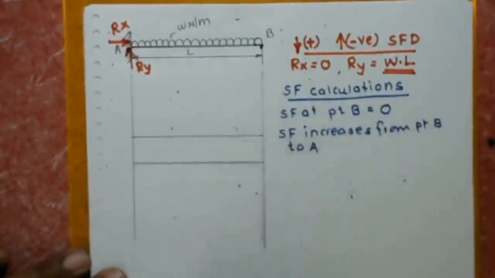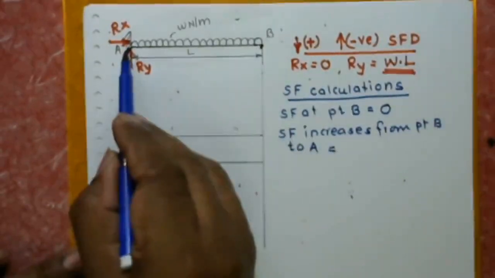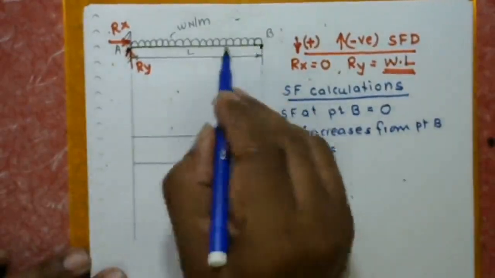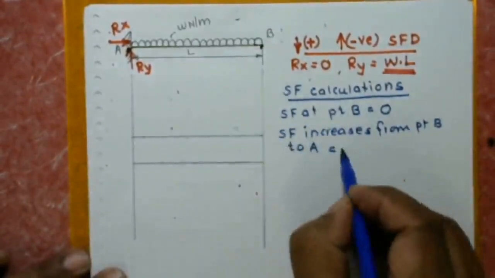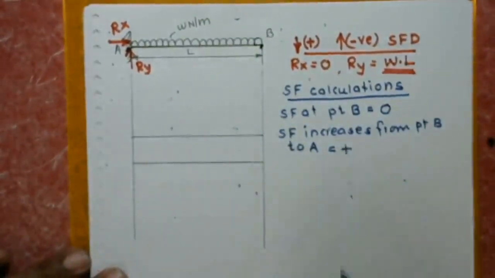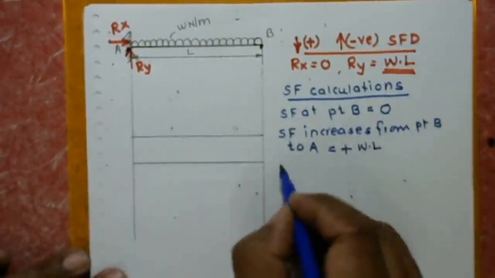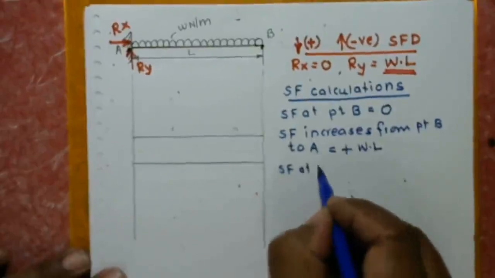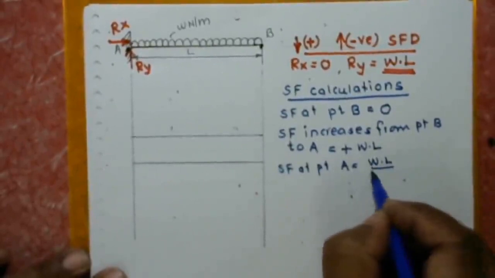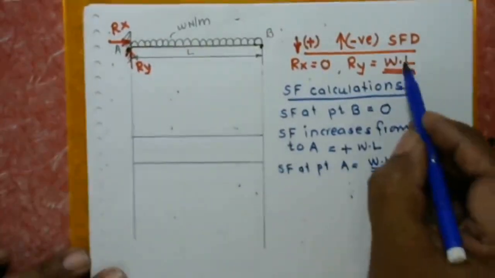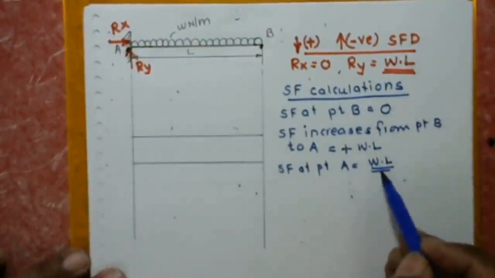Or you may write here shear force between the points B and A is equal to load. UDL is acting in the downward side, so the sign convention will be positive. So you may write here W into L. And shear force at point A, again you may write W into L here. For that you may check your static equilibrium condition again. W into L is Ry. Shear force at point A is W into L.